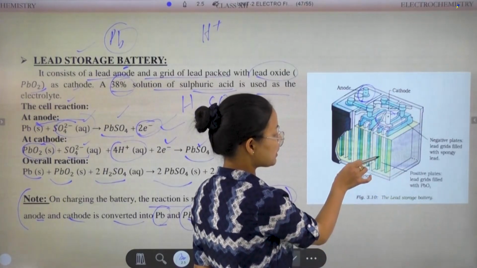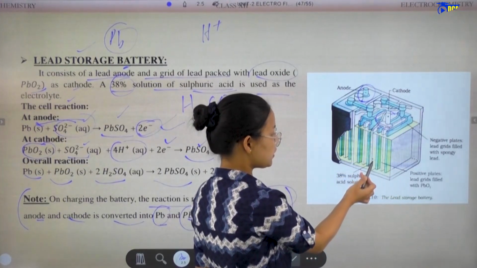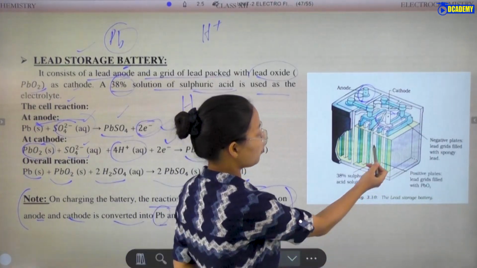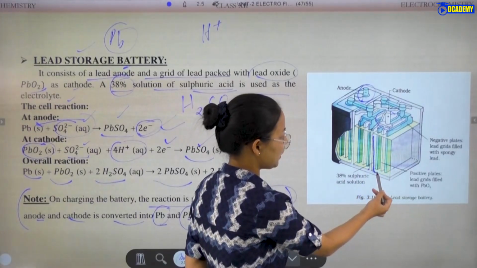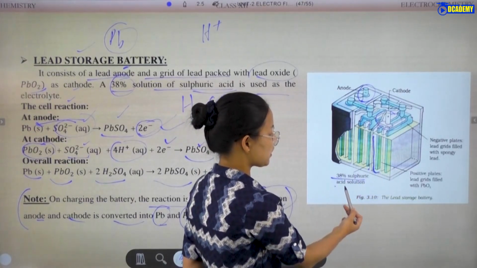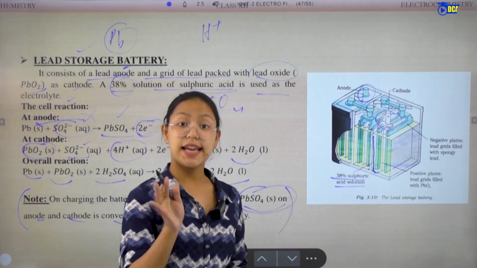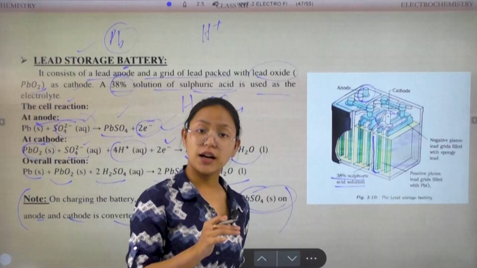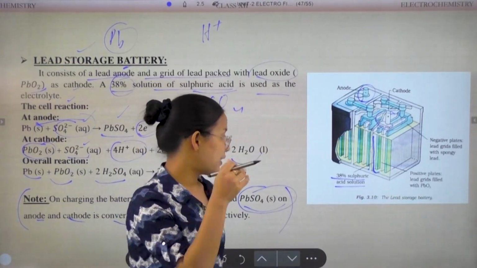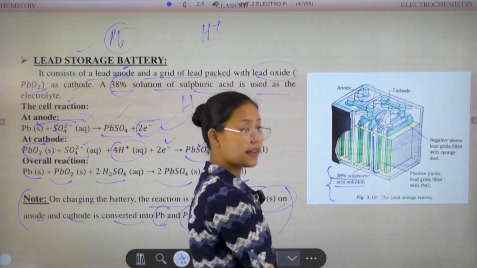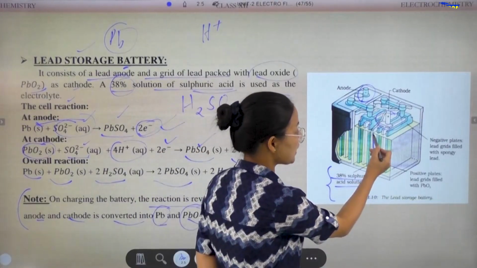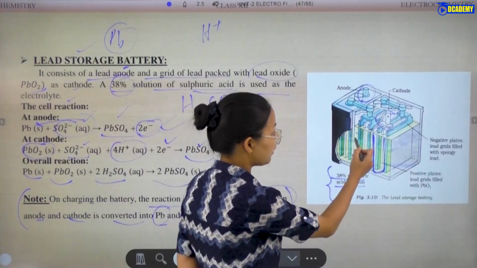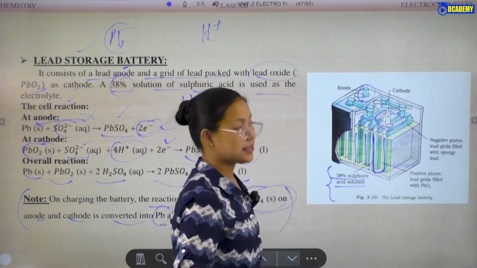The chamber here, the yellow part, is 38% sulfuric acid solution, the acid is filled in. Sulfuric acid with distilled water makes a 38% solution in the battery. The yellow part, they are all sulfuric acid.